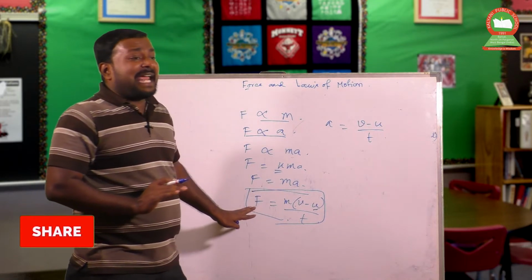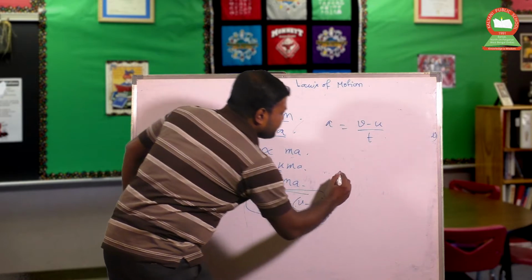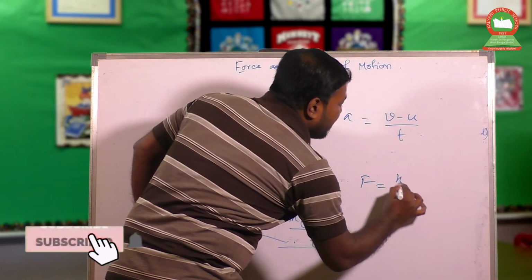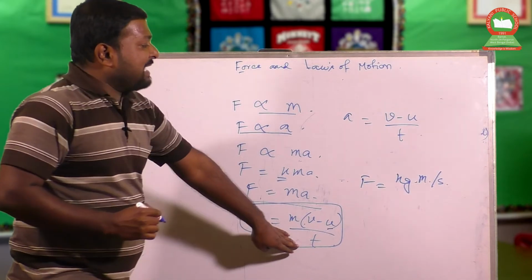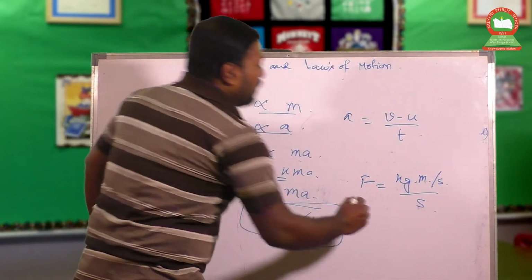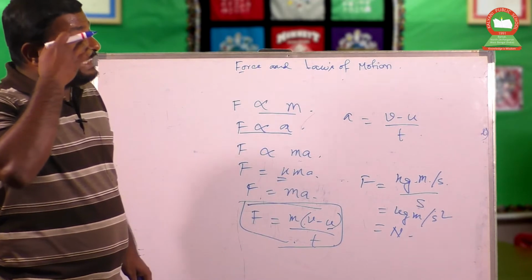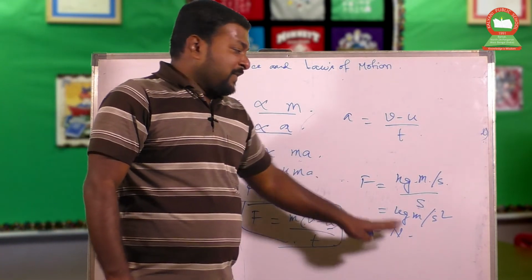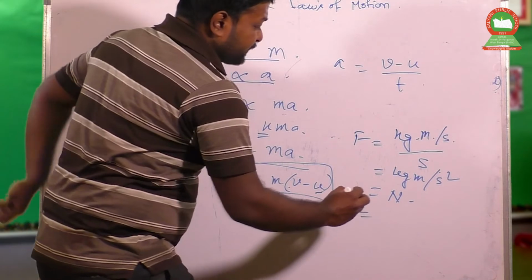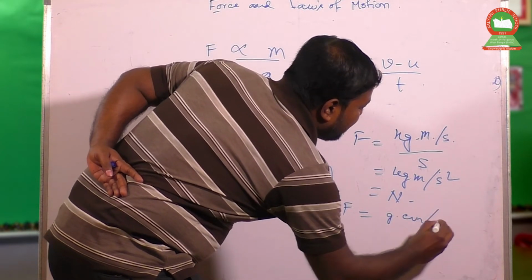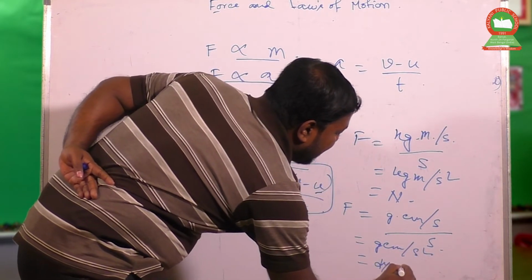Now from Newton's second law, we can calculate the unit of force. The unit of mass is kg, the unit of velocity is meter per second, and time is in seconds. So it is kg meter per second square, which is called Newton. This is the SI unit of force. Similarly, the CGS unit of force is dyne. F equals gram into centimeter per second by second, that means gram centimeter per second square, which is called dyne.